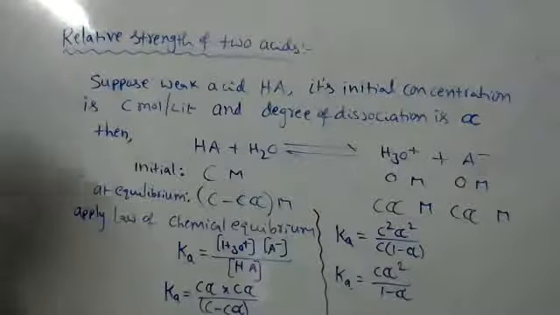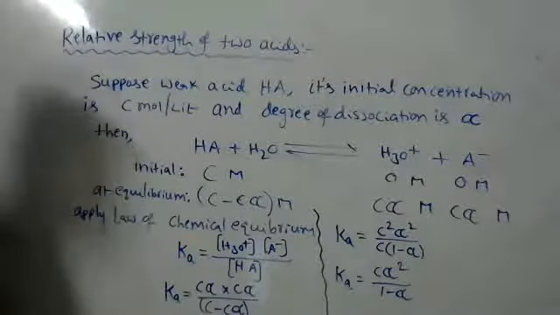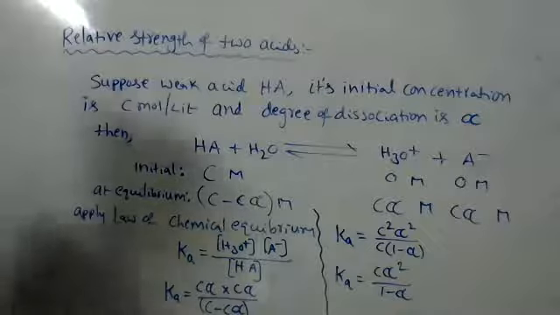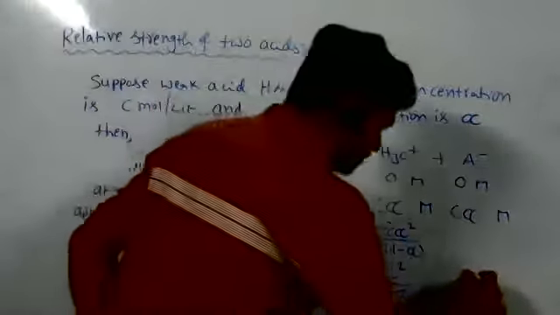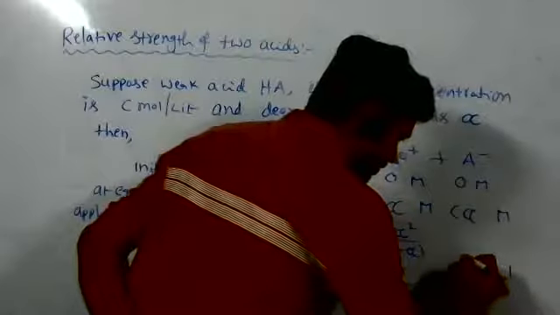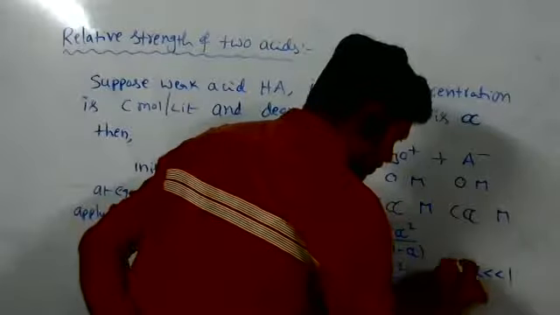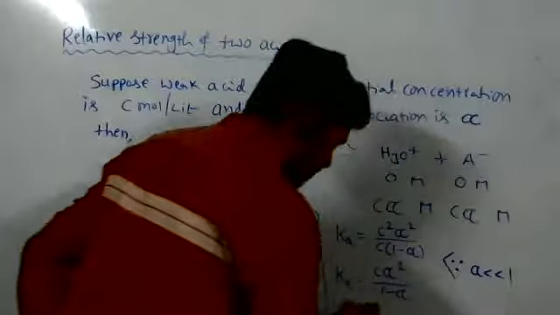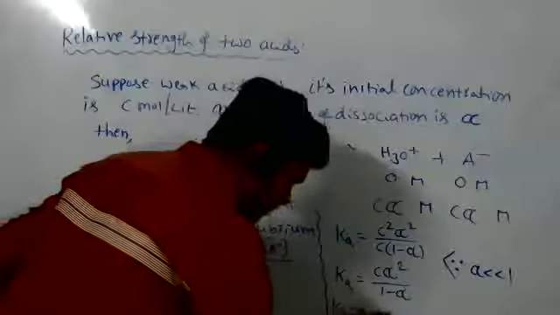What is that symbol? Alpha. So here alpha is very, very small, then 1 minus alpha is approximately 1. So we can write Ka is equal to C alpha square.